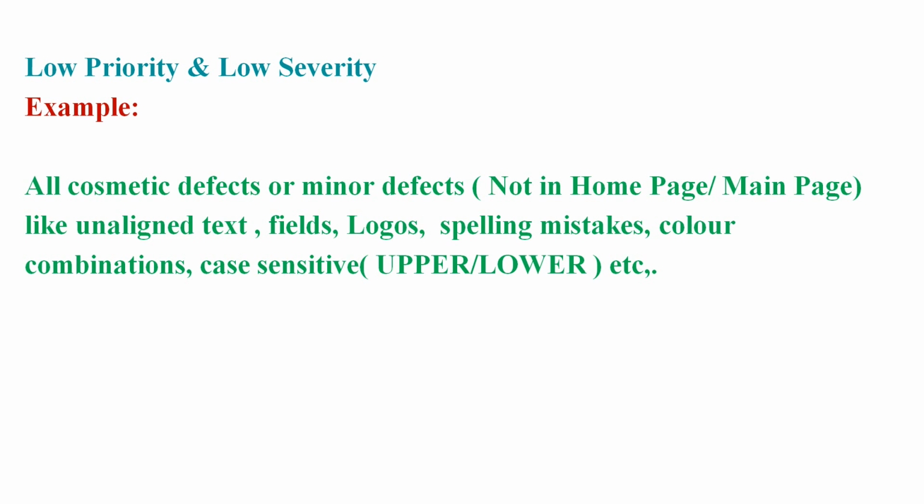If it is displaying in the home page or main page, then what are the severity levels and priority levels? For example, a spelling mistake is displaying in the home page. Obviously, the severity level will be very low, but the priority will be very high, because immediately it has to be rectified. So like this, in an interview, the interview panel members may ask you for examples of these combinations of the severity levels and the priority levels for the defects.